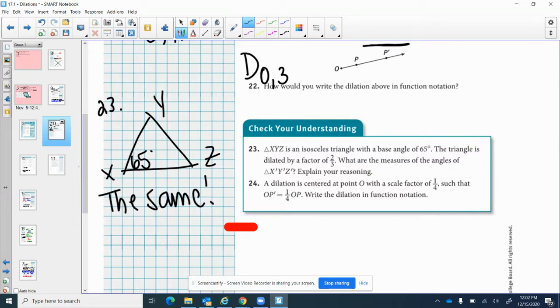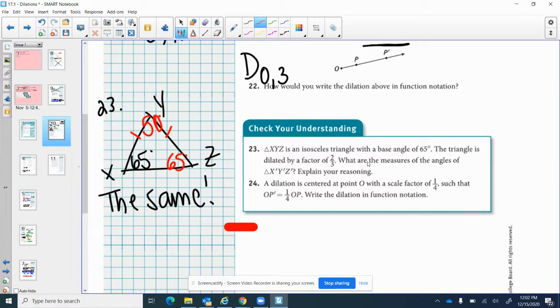And we know that if this is an isosceles triangle, that the base angles are the same, and that the other base angle is 65 then, and then if we subtract from 180, our vertex angle would be 50. So again, they're the same as the original, even after dilating it.